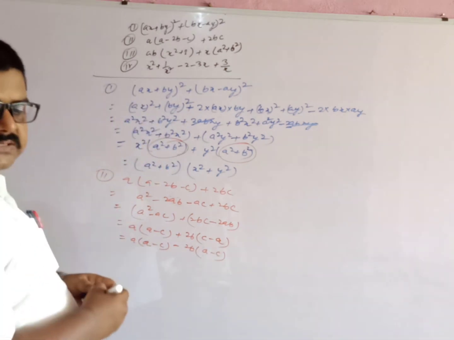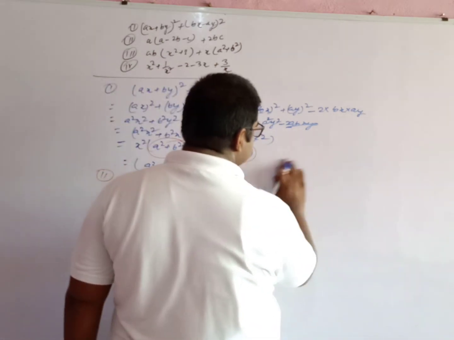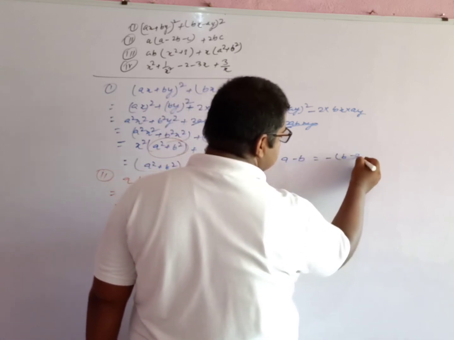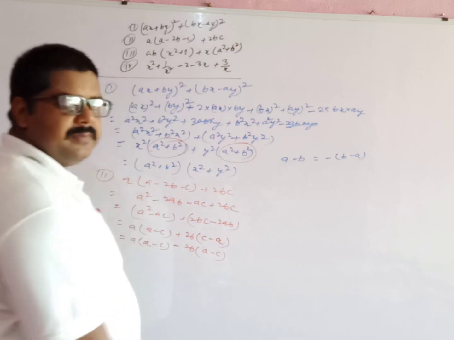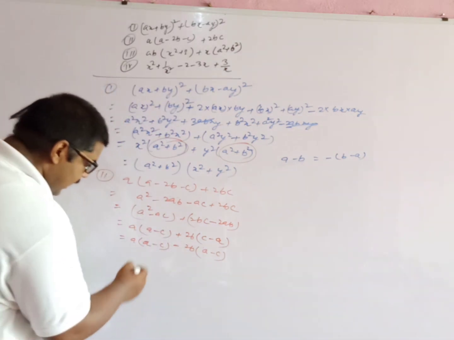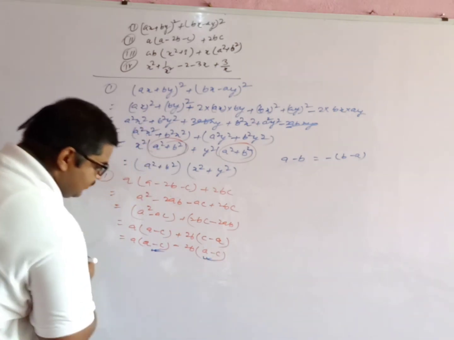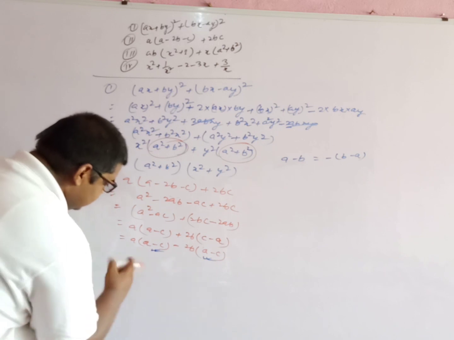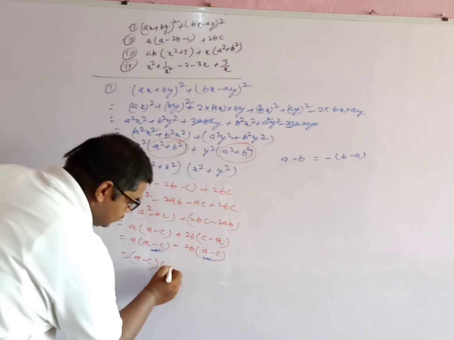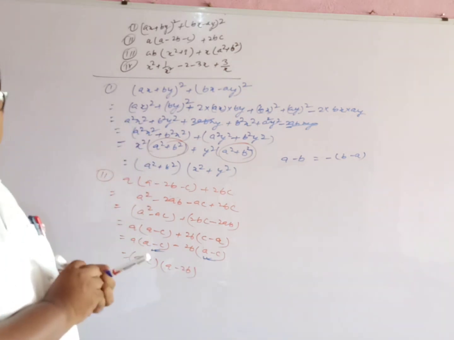Here you have to just keep in mind that a minus b is equal to minus b minus a. When you take the minus sign, then the order is reversed. And the final step, since a minus c is present in both of them, you may take a minus c into a minus 2b. That is the final answer.